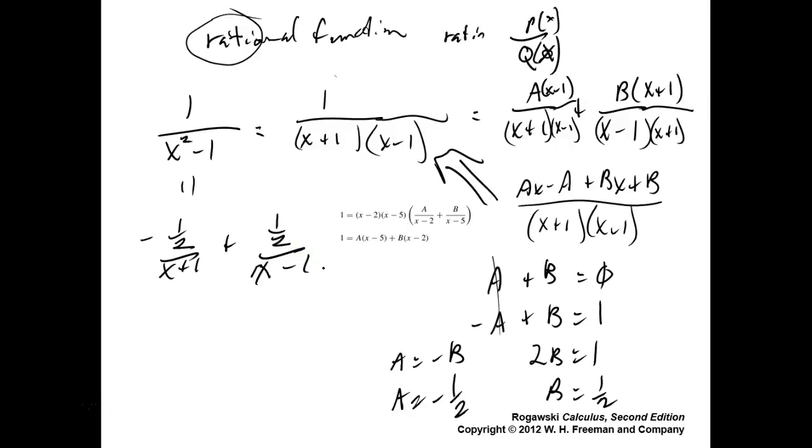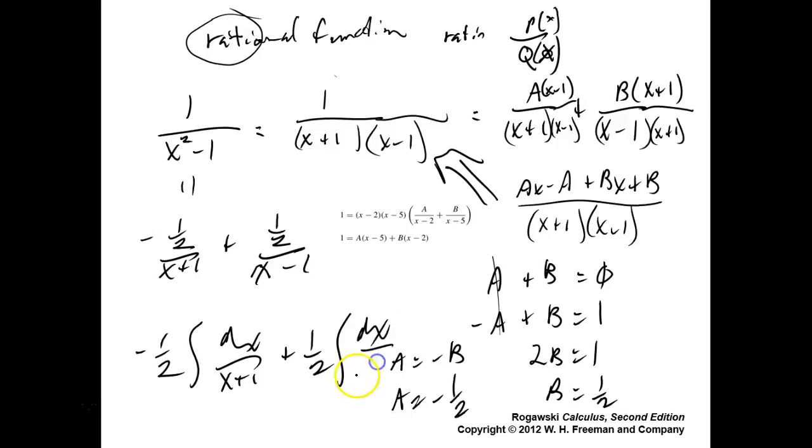So this integral could now be written as minus 1/2 the integral of dx over x plus 1 plus 1/2 the integral of dx over x minus 1. If this original form was an integral here, then you write it like this. And we know what this integral is, don't we? Do we? What did you say? What that integral is.